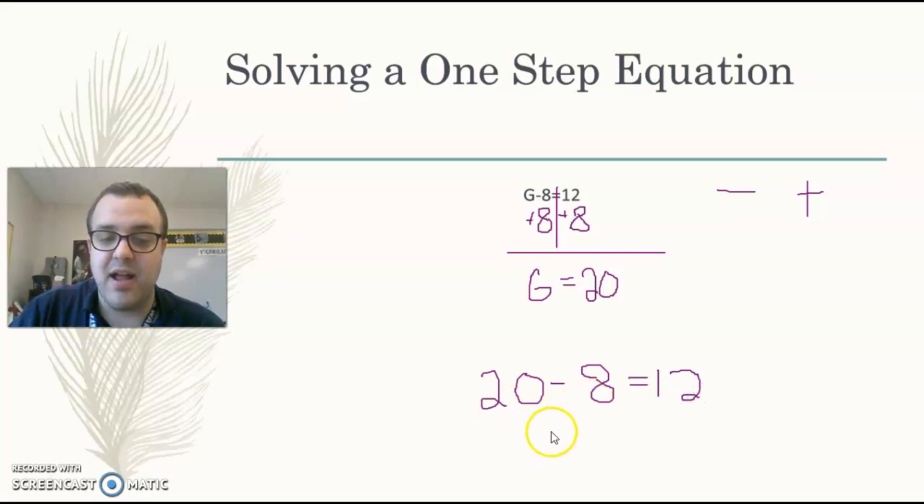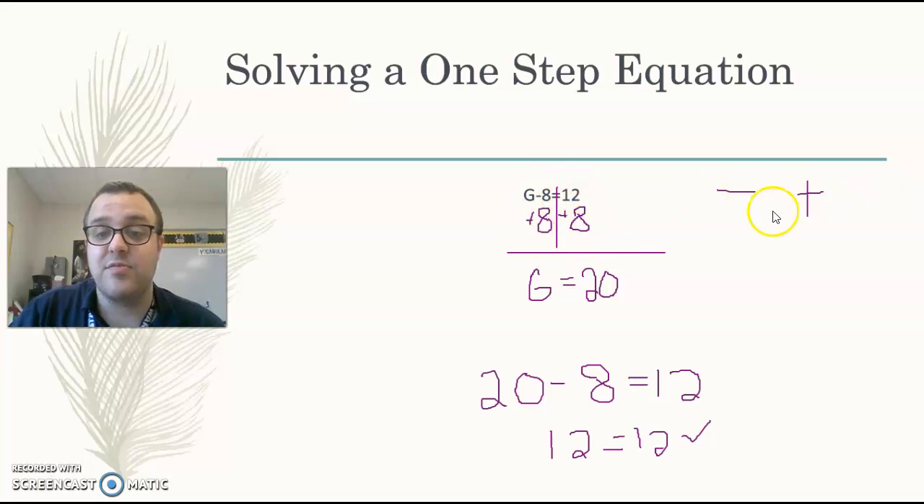And it turns out 20 minus 8 does equal 12. And 12 equals 12, so I'm good to go. My check step is good. So again, in this case, we're going to be adding instead of subtracting because we're doing the opposite operation, the opposite thing to get rid of that number.